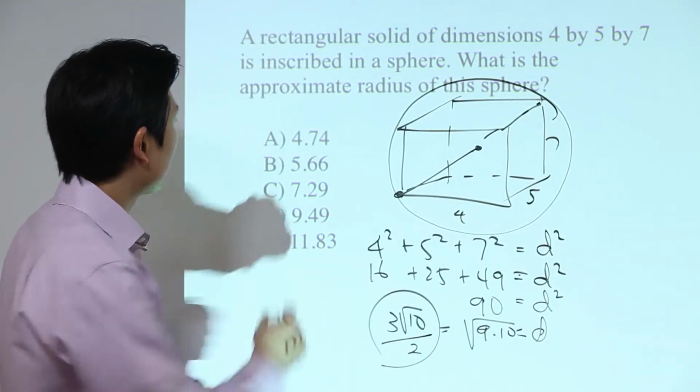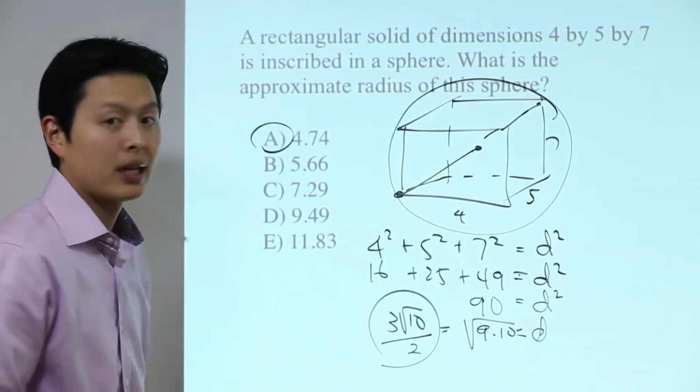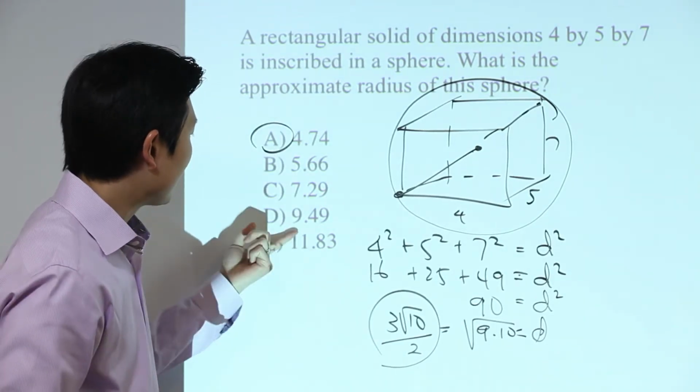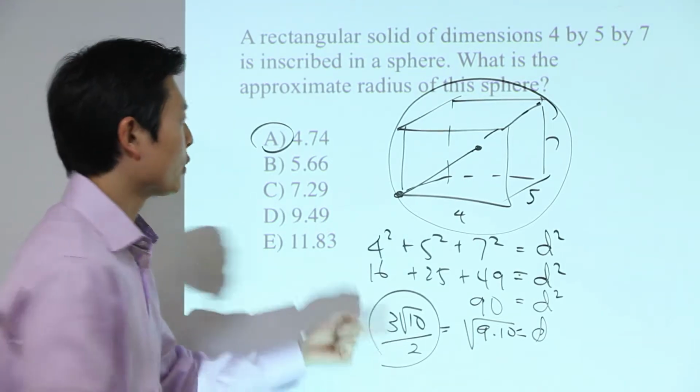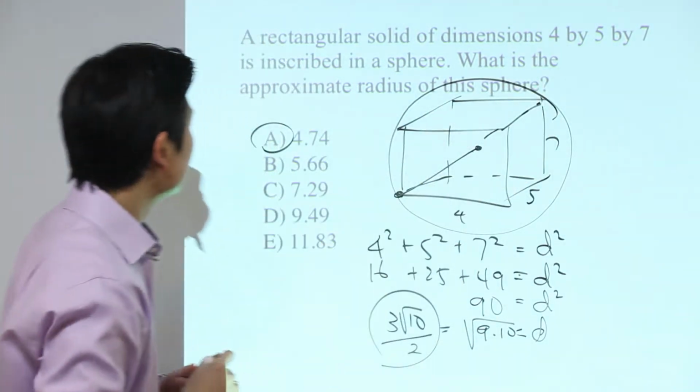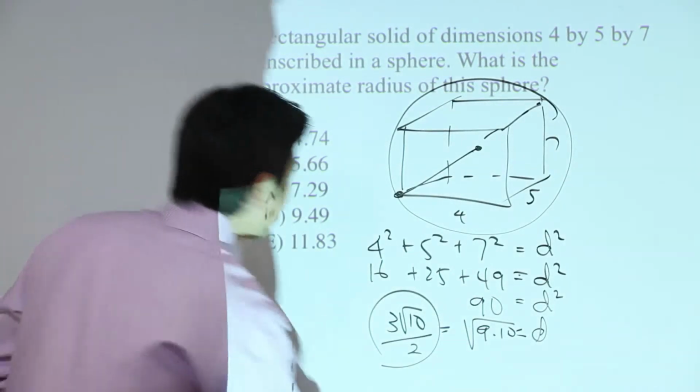And that answer should come out to about 4.74. If your answer says 9.49, you forgot to cut that in half. We're looking for this distance, not the entire thing. So A is the correct answer for this problem. Let's try one more.